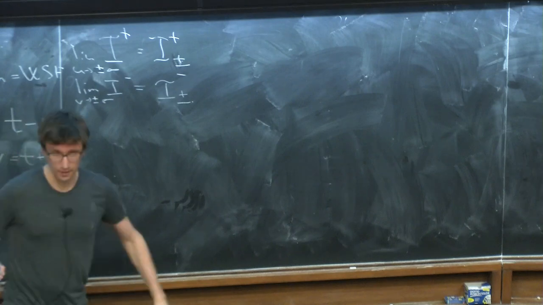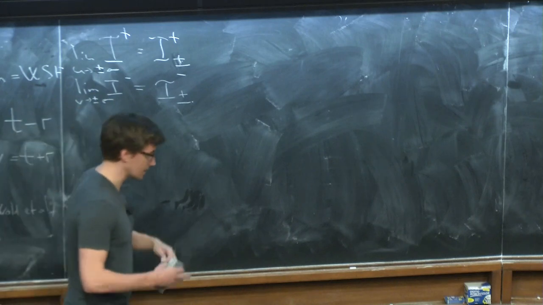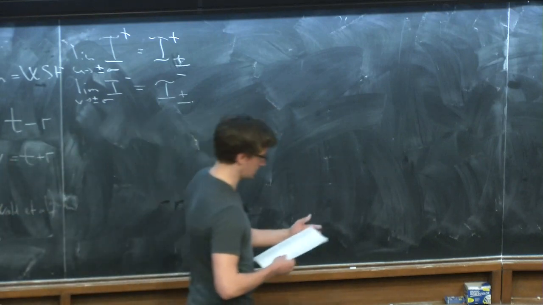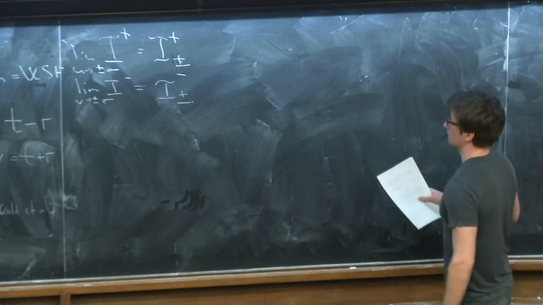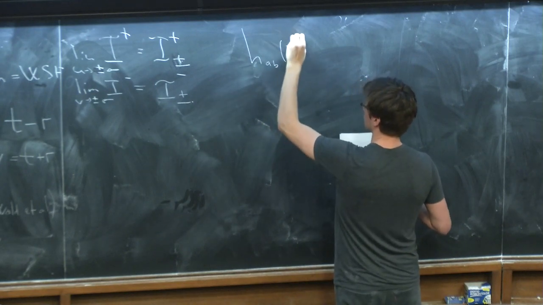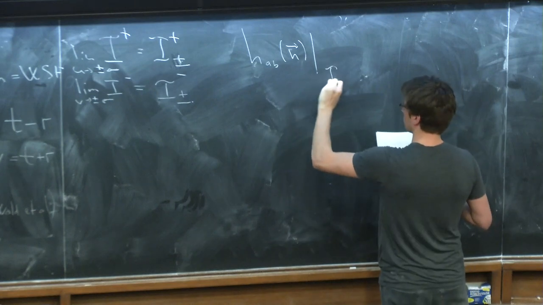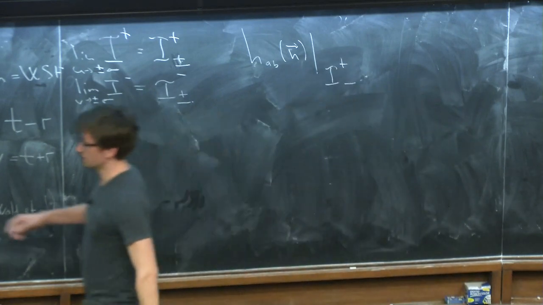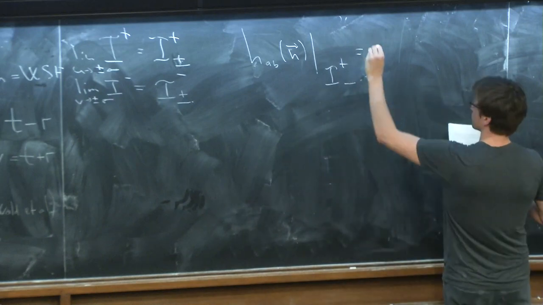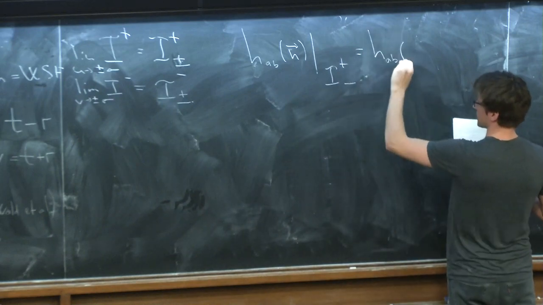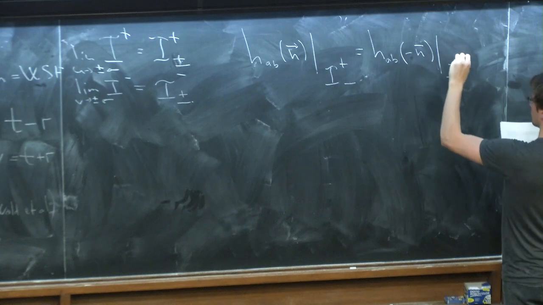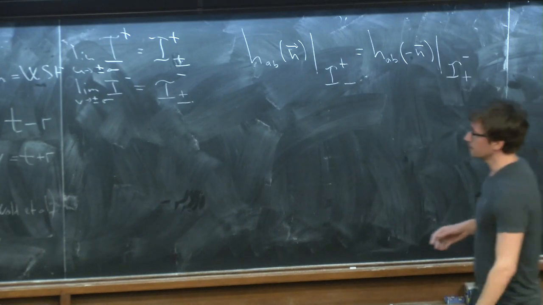Now, if you do this exercise, again, remember we have this retarded propagator, a simple integral with a delta function, we can explicitly find everything. You will find a surprising result, which is, well, maybe it's surprising at first sight only, but you will find that the metric on I plus, when you approach from scri plus, is equal to the metric when you approach from scri minus, which is antipodally matched. So there is a flip on the sphere. That's a crucial thing.